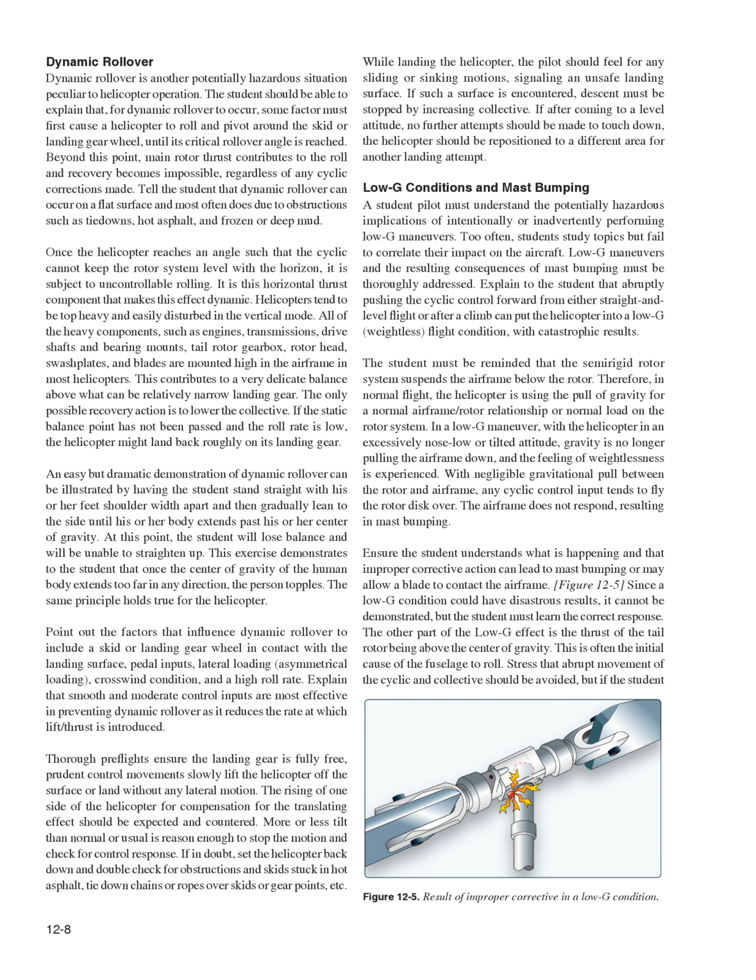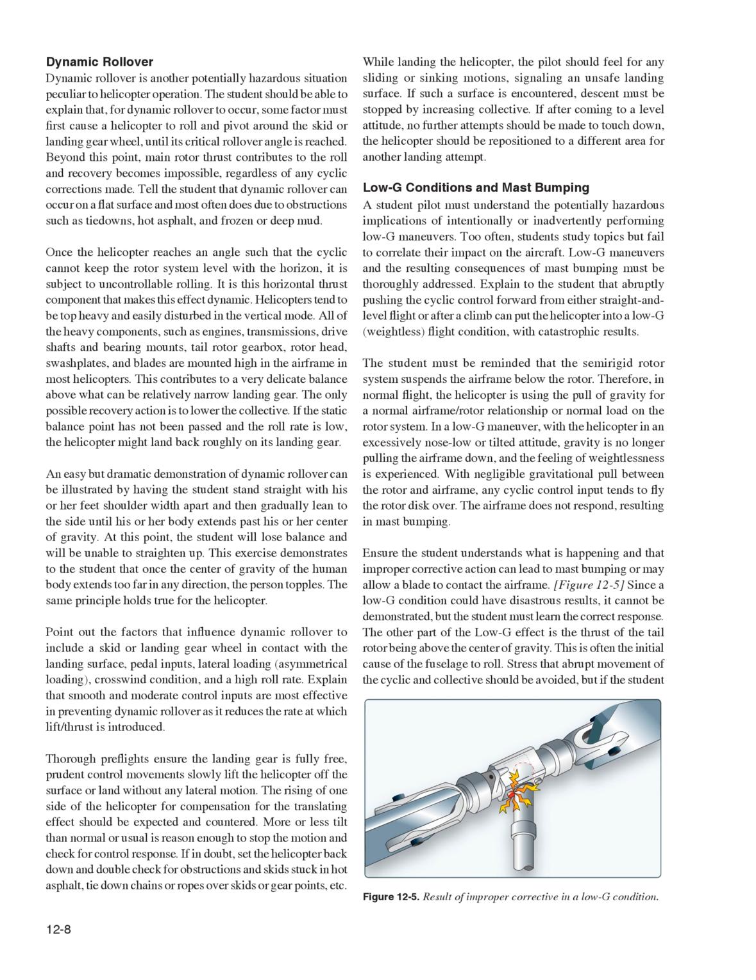The student must be reminded that the semi-rigid rotor system suspends the airframe below the rotor. Therefore, in normal flight, the helicopter is using the pull of gravity for a normal airframe/rotor relationship or normal load on the rotor system. In a low G maneuver, with the helicopter in an excessively nose-low or tilted attitude, gravity is no longer pulling the airframe down, and the feeling of weightlessness is experienced. With negligible gravitational pull between the rotor and airframe, any cyclic control input tends to fly the rotor disc over. The airframe does not respond, resulting in mast bumping.